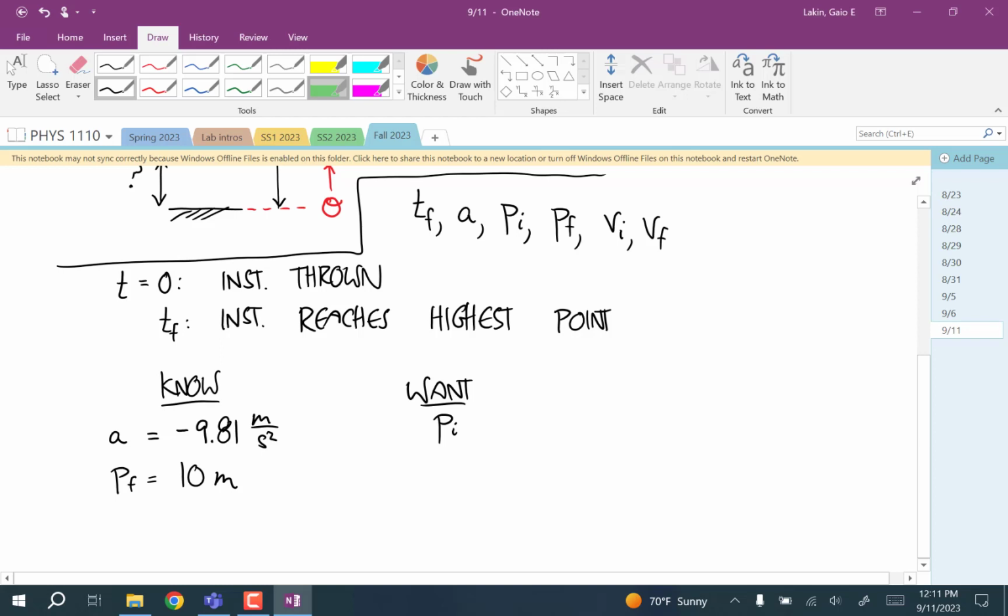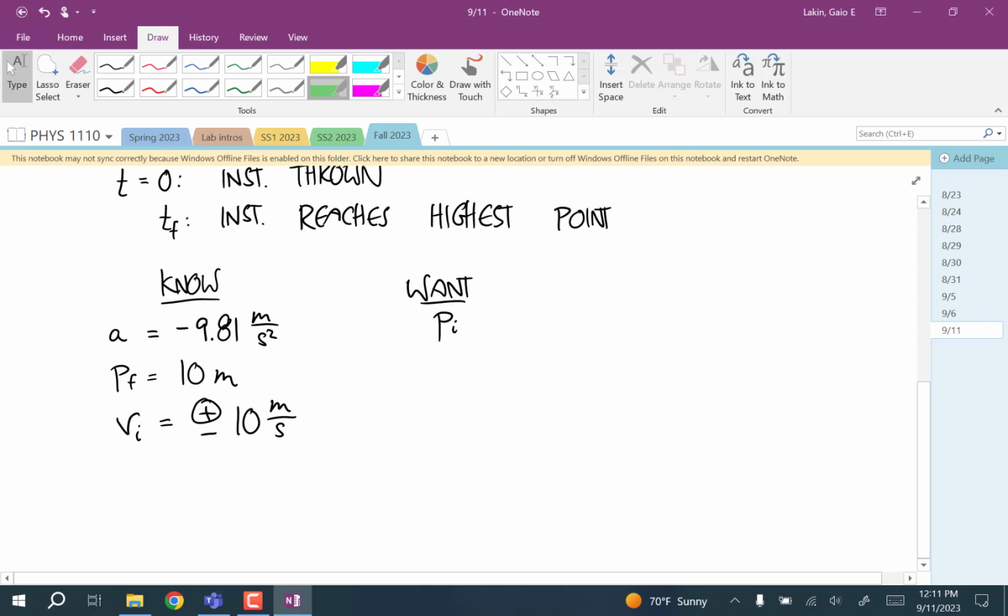Do we know the initial velocity? Okay, so let's think about that. Velocity is the speed, and then with a plus or minus to indicate the direction. The speed is 10 meters per second. Is this moving in the positive or negative direction at time equals 0? Positive, very good. Just right. And then, this is the one we've been waiting for. Do we know V final? 0, right.